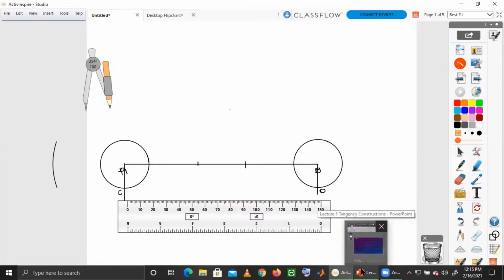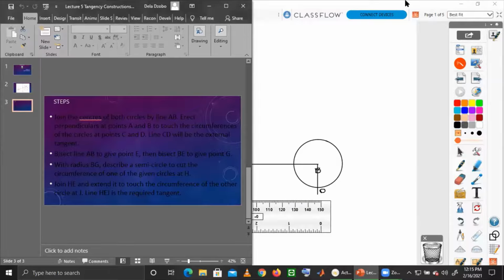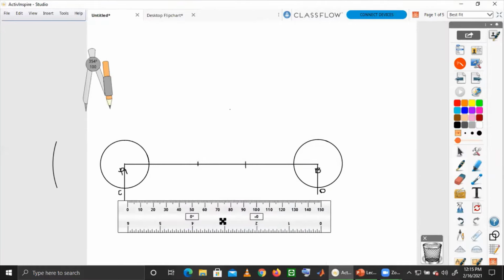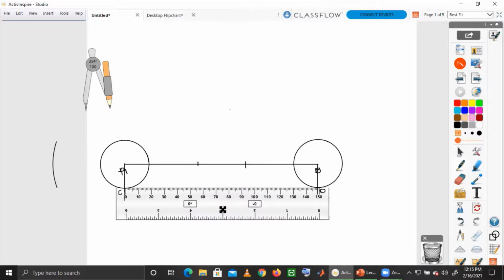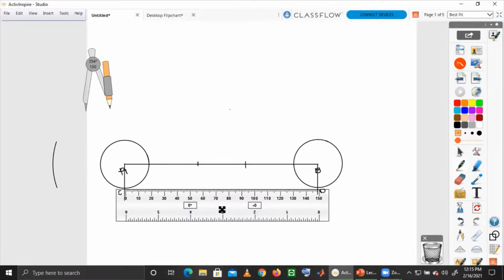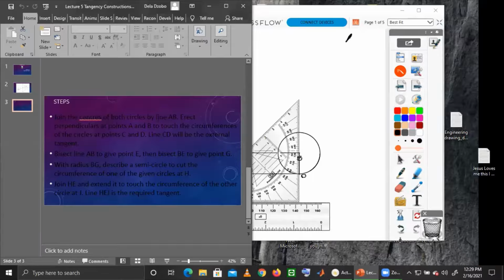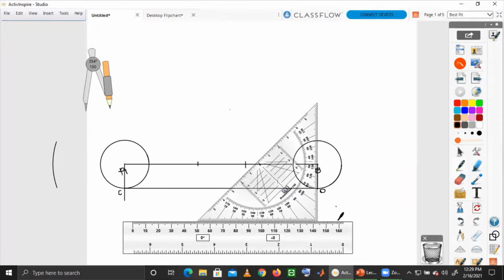What does the next step say? The next step says that line CD will be the external tangent. So it means we have to draw line CD. Let's quickly draw line CD. A bit up. Okay, so now we've got our external tangent, which is line CD. As you can see, our external tangent, line CD, over here. So this is line CD.